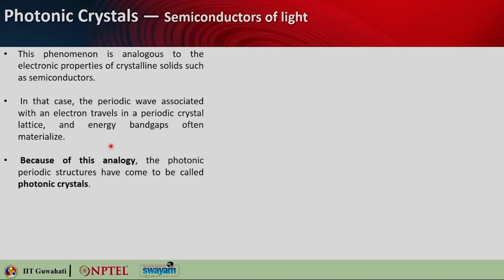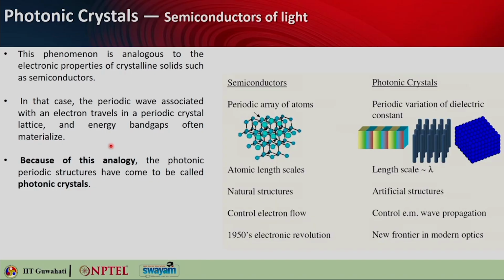Just like semiconductor crystals, you can call them photonic crystals. So, 1D, 2D, 3D photonic structures can be called 1D, 2D or 3D photonic crystals. Here is an exact analogy, as you can see on the screen. Semiconductors are nothing but a periodic array of atoms. Here the periodicity is on the atomic length scale. These are natural structures, whereas photonic crystals are artificial structures, and here also the length scale is comparable to the wavelength of incident light, okay.